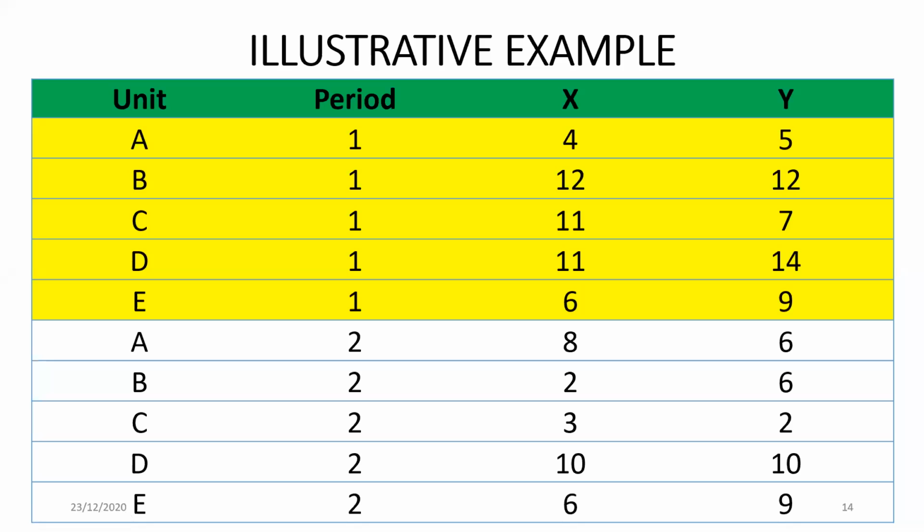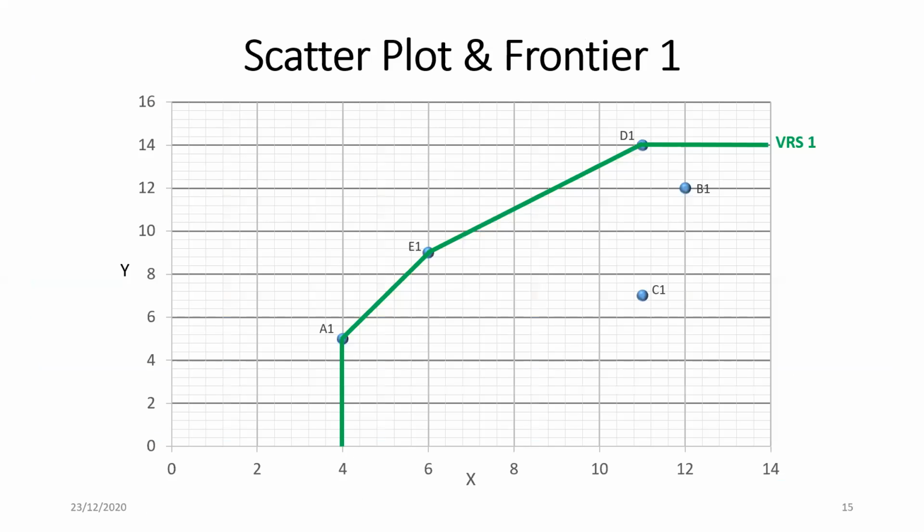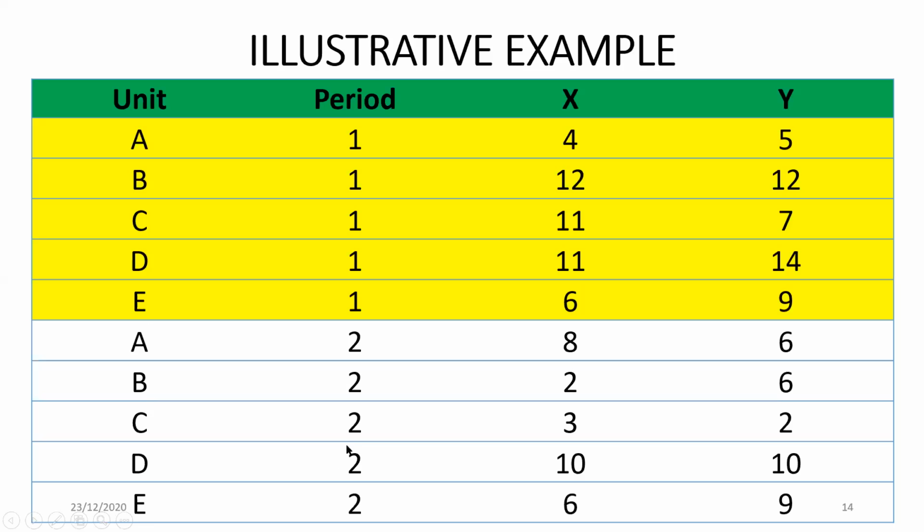So DMU E has got 6 inputs for X and then 9 outputs. Let's scatter plot this and let's generate the frontier for year 1. So this is a scatter plot and this is a frontier for year 1. As an example, look at DMU A1. That's DMU A in year 1. You can see, look at the values. It was 4 of the input, 5 of the output.